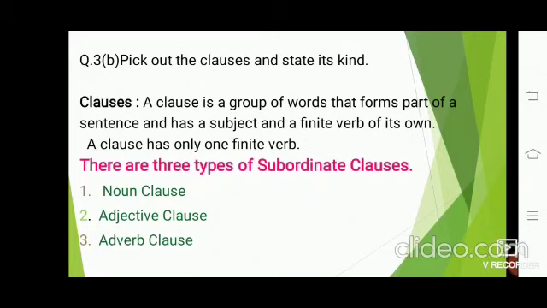We're going for exercise 3B, third B. Pick out the clauses and state its kind. So children, now you have to pick the clause out and even state the kind of it. Now again, to have a recap, what are clauses?